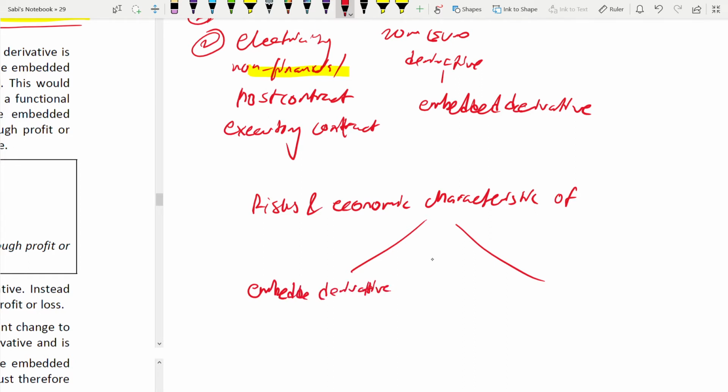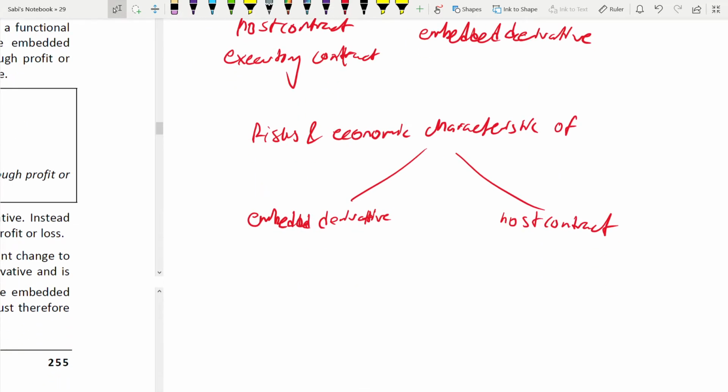Okay, we said embedded derivative only because the derivative is embedded in that contract, the host contract. The other one is the host contract, that is electricity. So the risk and economic characteristics of these two are different. Then you have to separate. If they're not different, then you don't have to separate. You can keep them together.